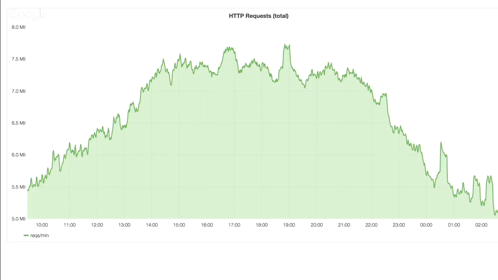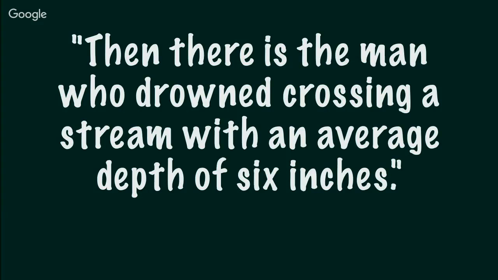But if you were to average that out, you would lose a lot of detail and a lot of value from the graph. In that case, you might be more interested in a single stat if you just want to have that single number. And a danger with averages is that it can be a very difficult thing to explain. It took me a while to realize what the problem is with an average in your graph. I'm going to explain it by an example of a quote. This is often attributed to W.I.E. Gates. It goes like this: "Then there is the man who drowned crossing a stream with an average depth of 6 inches." So 6 inches is about 15 centimeters.